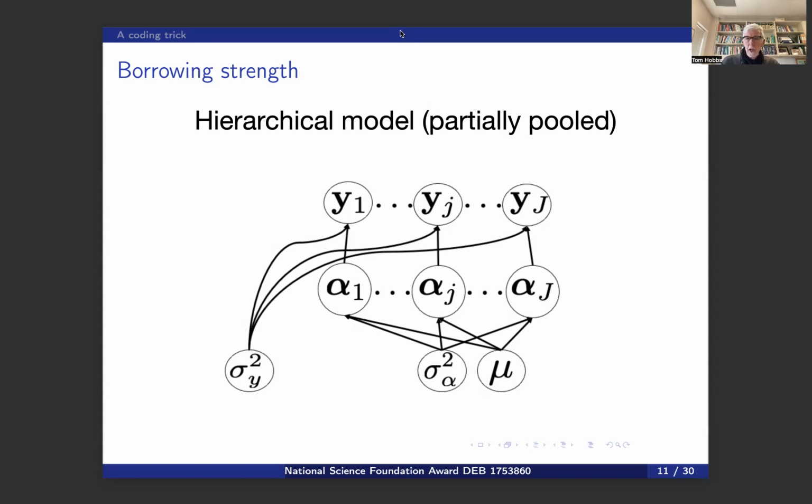The data are vectors from study 1 through study J. Each y there represents 1 to n sub j number of observations in study j. And notice that the intercepts, the alphas, are drawn from a distribution with mean mu and variance sigma squared sub alpha.